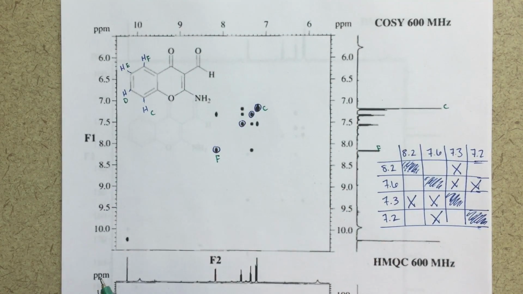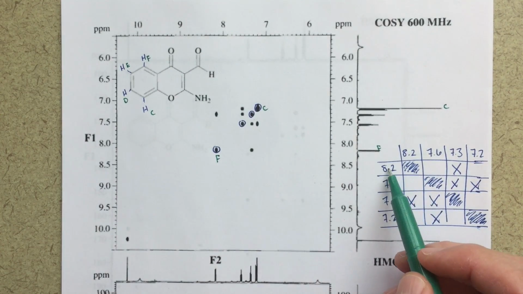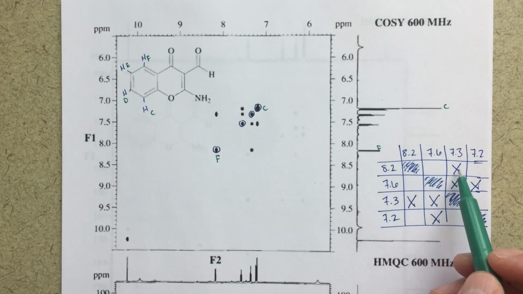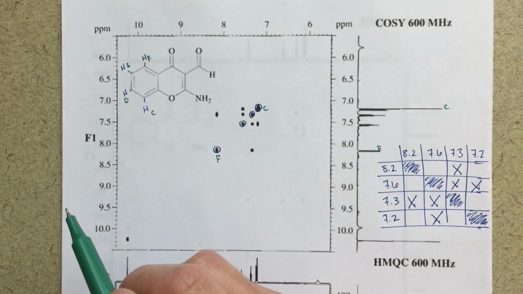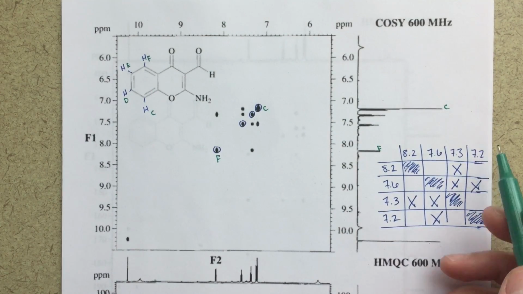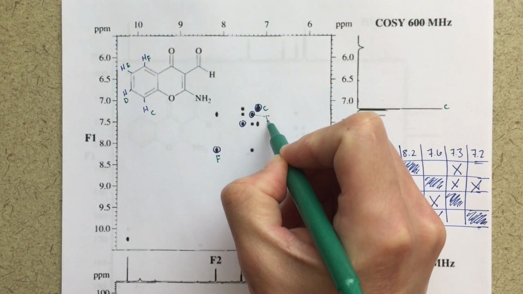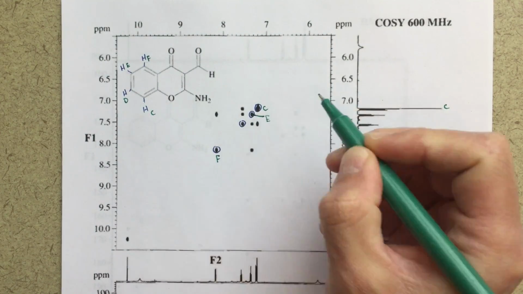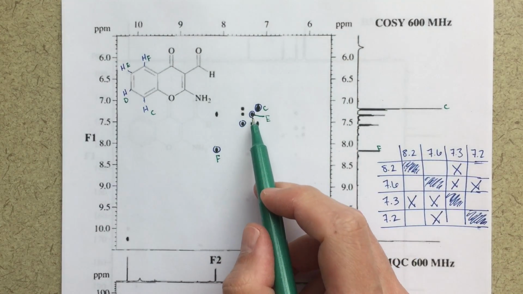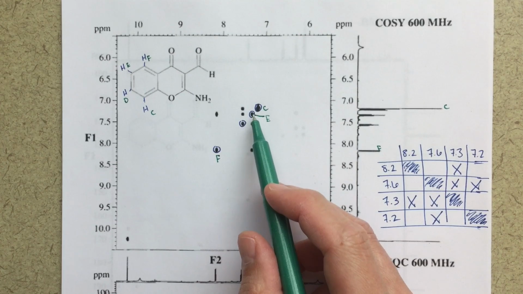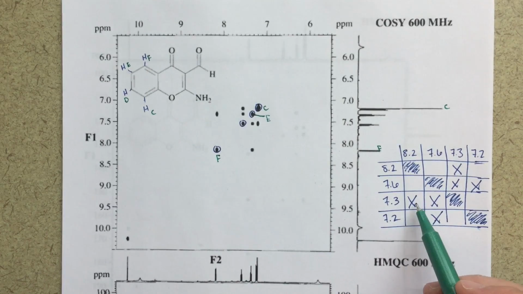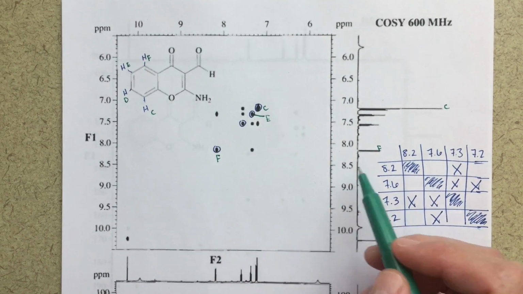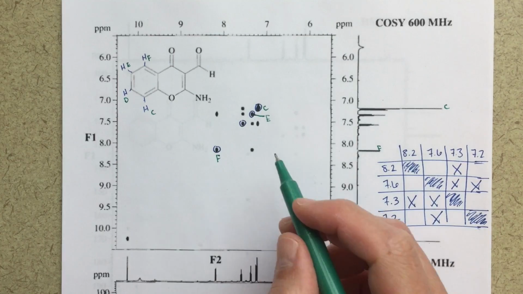So I'm going to start with this. If that's the case, then our 8.2 peak, that says we're going to have a correlation with the peak at 7.3. So essentially what that's telling you is that if we say that this is F, then that means that E must be the peak at 7.3. So this peak here would be E. Now, for that E peak, excuse me, I think I said 7.2. That's the peak at 7.3. So the 7.3 peak should correlate with 8.2, which it does, and also with the 7.6 peak, which then would be D.